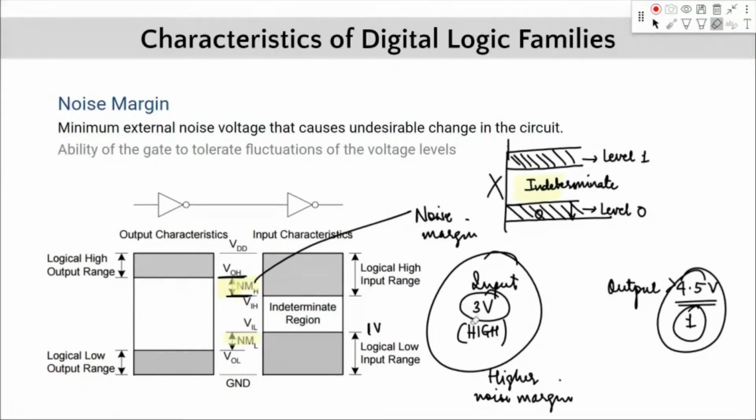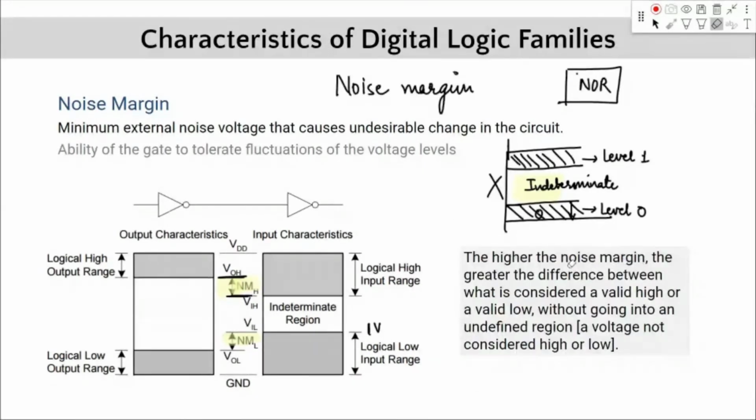Okay, so if, in other words, if you look at the term noise margin, it is essentially just the higher the noise margin, the greater is the difference between what is considered a valid high and a valid low without going into undefined region. मतलब undefined indeterminate region में गए बिना that much of noise can still be handled by your circuit, by your logic gate. That is what is called noise margin.